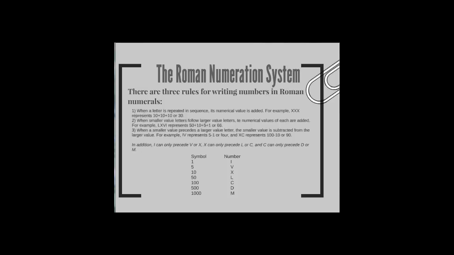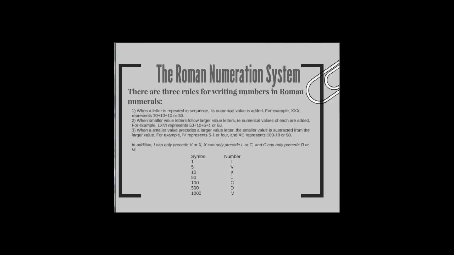The second rule is, when smaller value letters follow larger value letters, the numerical values of each are added. So for example, LXVI represents 50 plus 10 plus 5 plus 1, or 66.